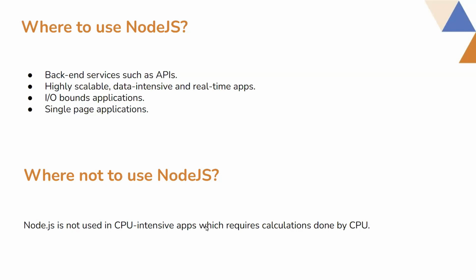Okay, and it's also scalable. If you're building apps that need to handle a lot of data and real-time updates, Node.js is a helper here. It's great at scaling up and meeting these demands. Also, it is I/O centric. I/O means input and output bound applications. Think of an app dealing with the file system or network; it manages these tasks smoothly.